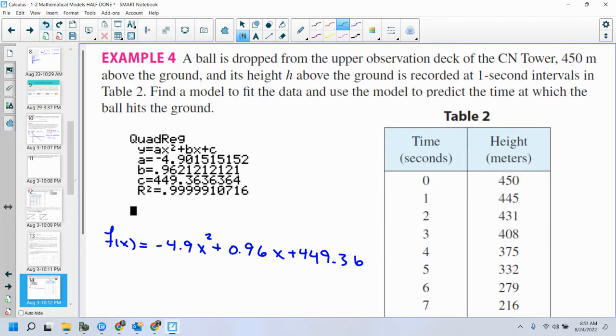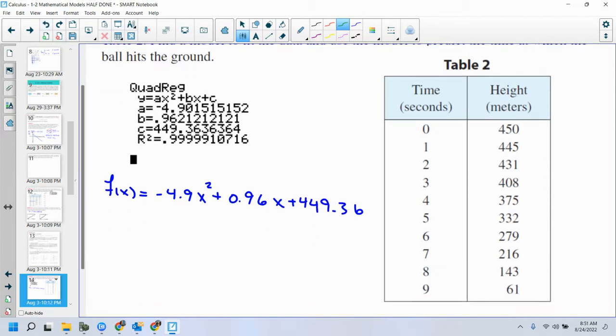Okay, but here's our equation. What I really want to know is this: when is height going to be 0? When is the output, the y value, going to be 0? I don't know why I rewrote this whole thing. I could have just erased that and written 0. That's okay. And how do I solve that algebraically?